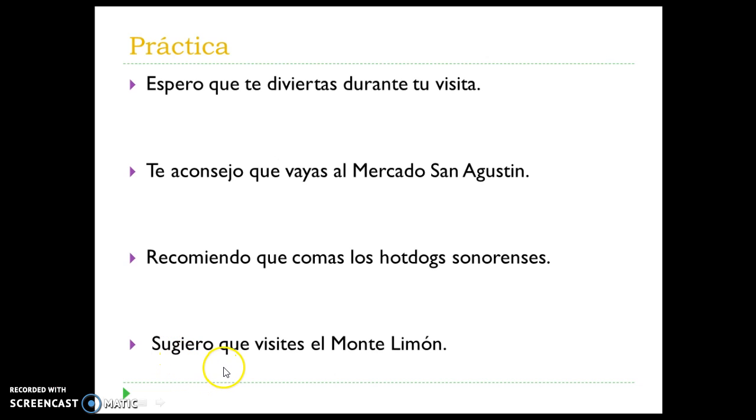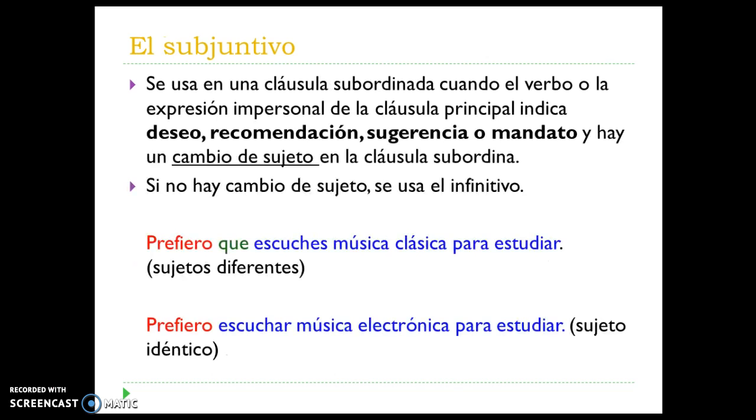Sugiero, I suggest, que visites. I suggest, yo form, que visitar in the tú form. That's an AR verb. That's why it gets the ES. Que visites el Monte Limón. I suggest that you visit Mount Lemon. Okay, so those are some practice things. So just make sure that you write down your own practice ones so that you can get a little bit more background in understanding the subjunctive, and a little bit more practice with the verb tense.